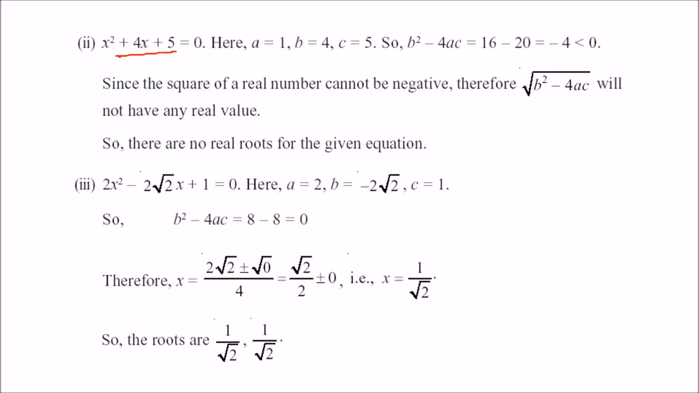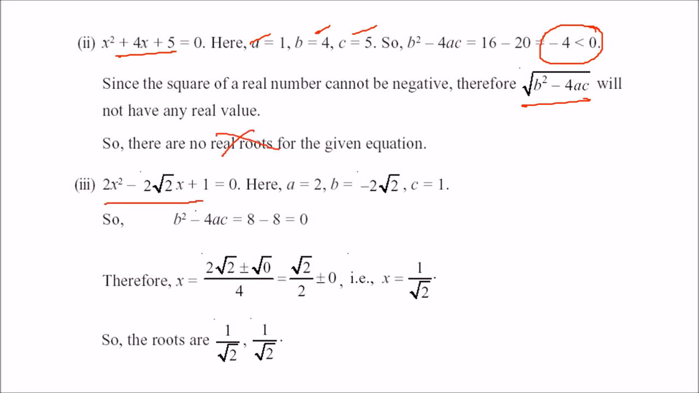Let us take the second one, x square plus 4x plus c. b square minus 4ac, a, b, c are these. b square minus 4ac will give you minus 4, so you don't have to worry about finding the roots, because the negative means there are no real roots.